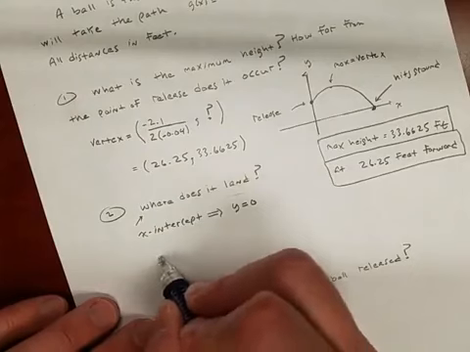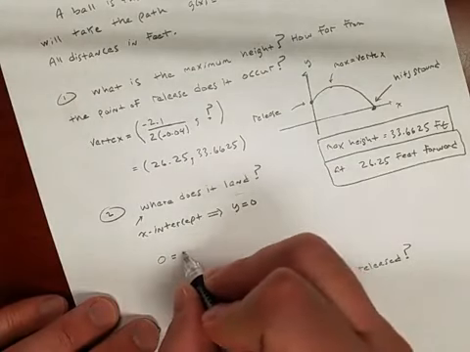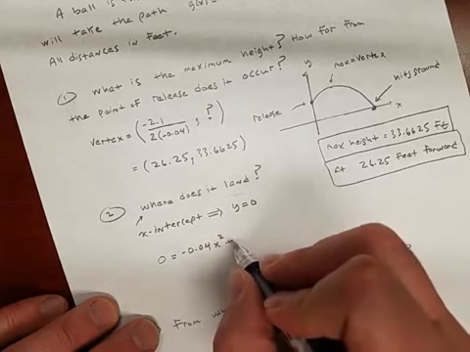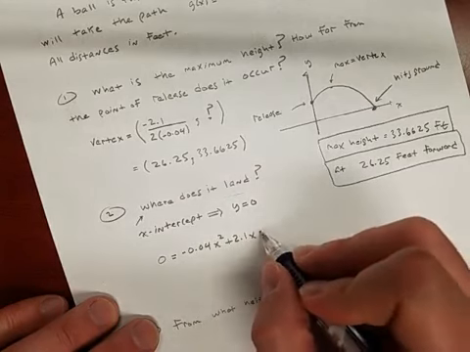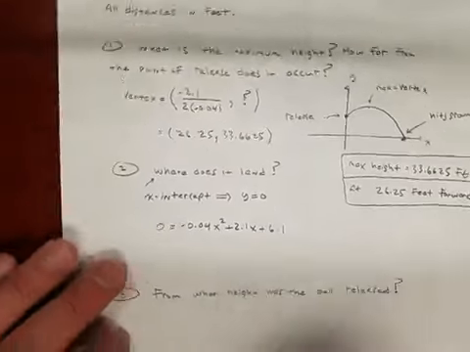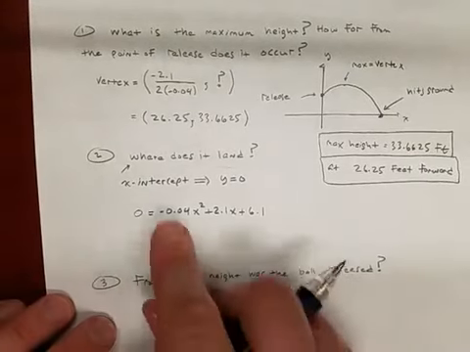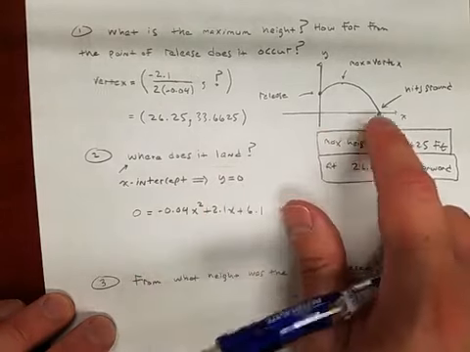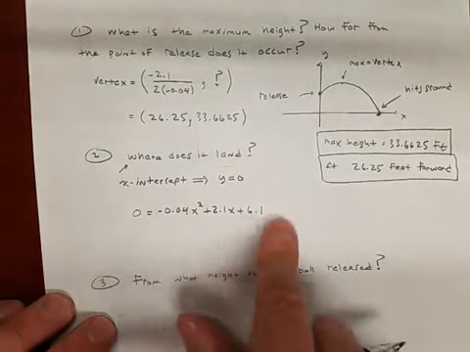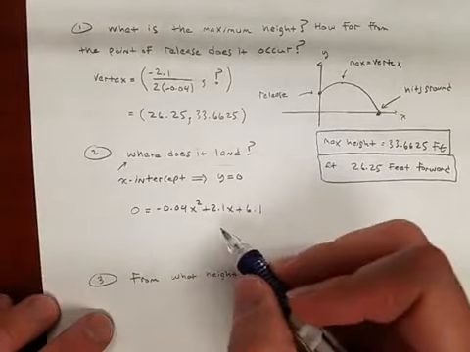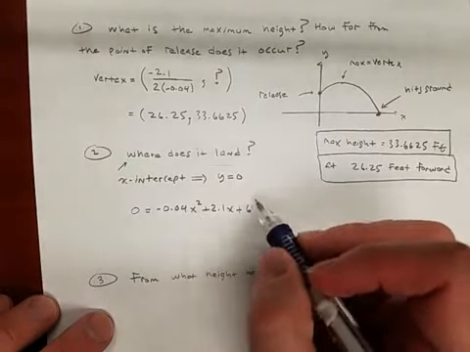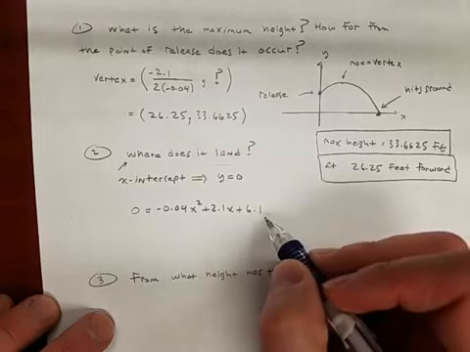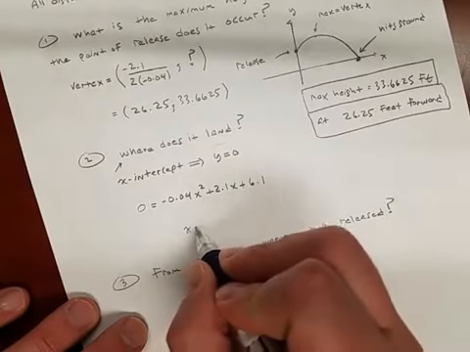And then what's that look like if you let the y be 0? Well, it looks like this. 0 = -0.04x² + 2.1x + 6.1. Okay, if you can solve that, you are finding where it lands. Okay, can you solve that? How do you solve it? Well, it's a quadratic equation, ax² + bx + c. There's a standard formula for solving that.